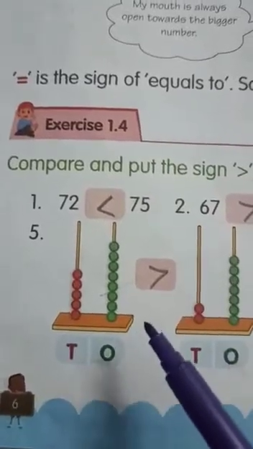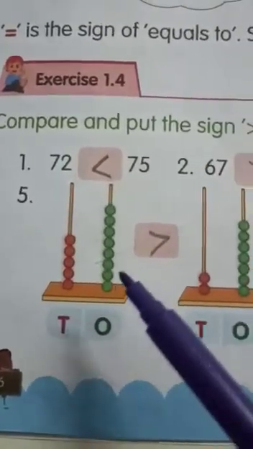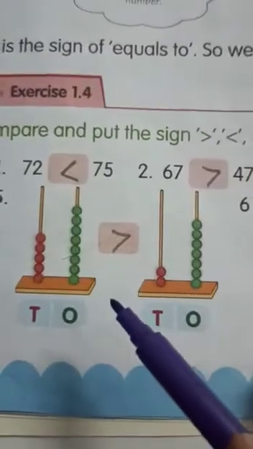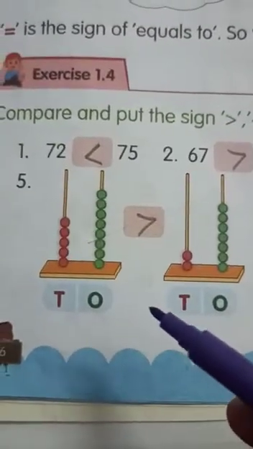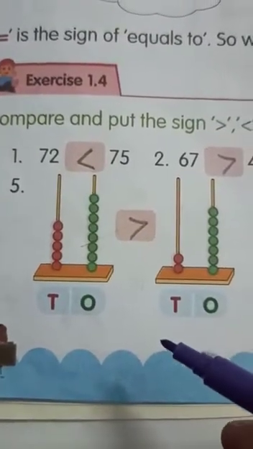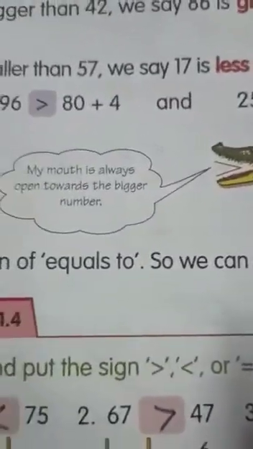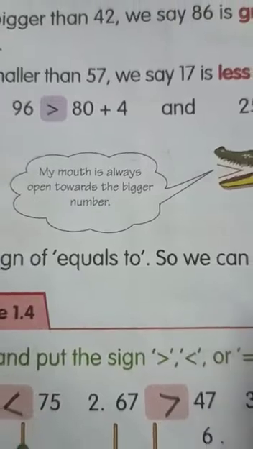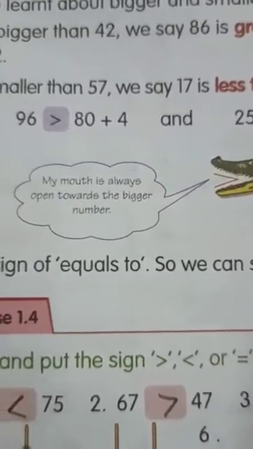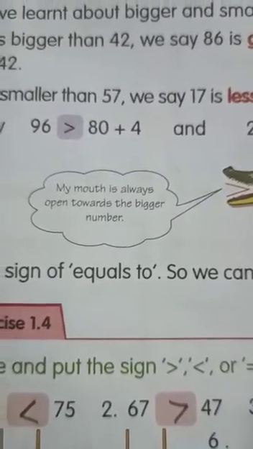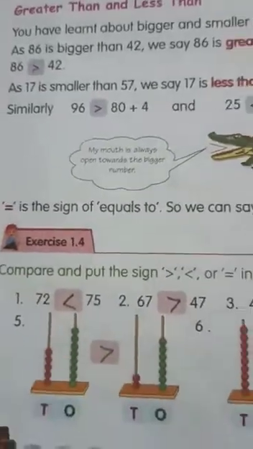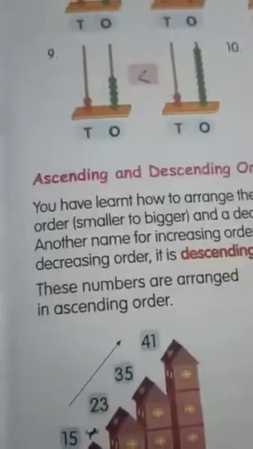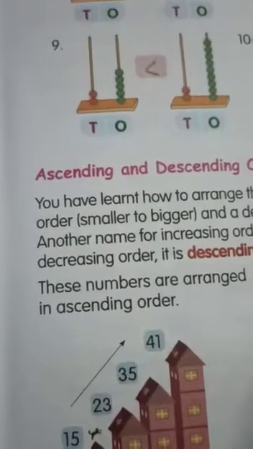Now see here students, you have to count these beads and you have to put the correct sign. And children, already you know that the open mouth is always towards the bigger number. Okay, next we have ascending and descending order.